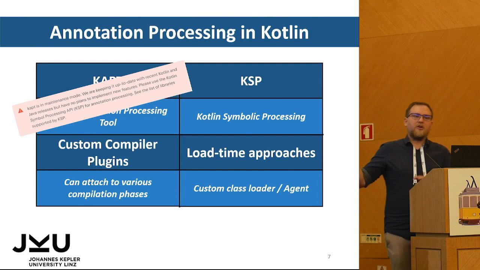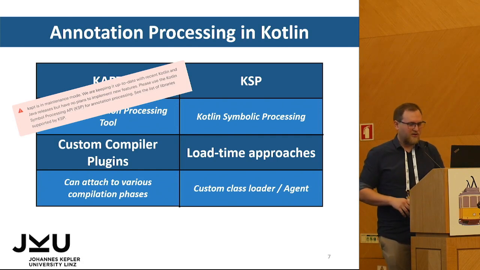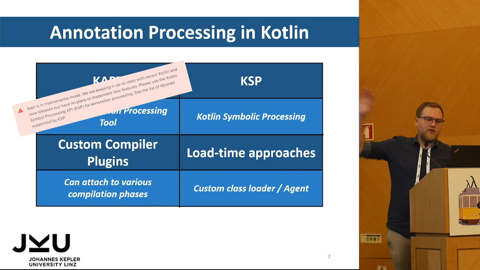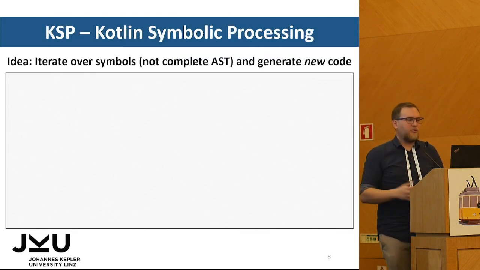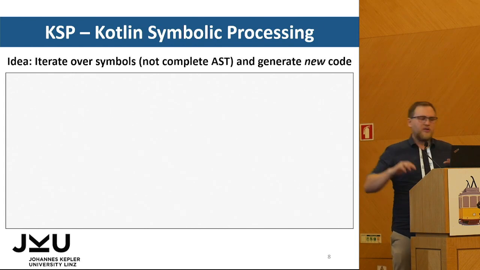I will not talk about KAPT because KAPT is already in maintenance mode, so no new features will be added. They try to keep it working, but they will not do much more there at JetBrains. So I would start with KSP, Kotlin Symbolic Processing, where the basic idea is that we iterate over symbols. We do not have the complete AST there, and we generate new code.